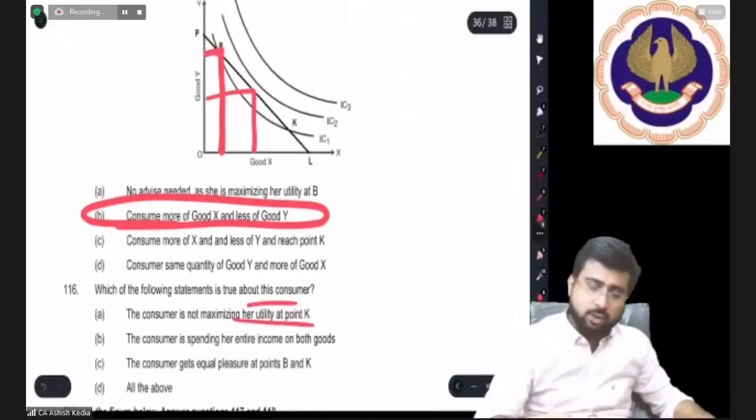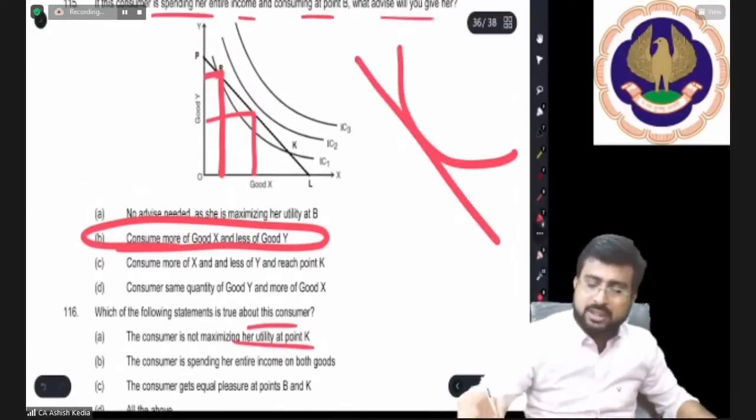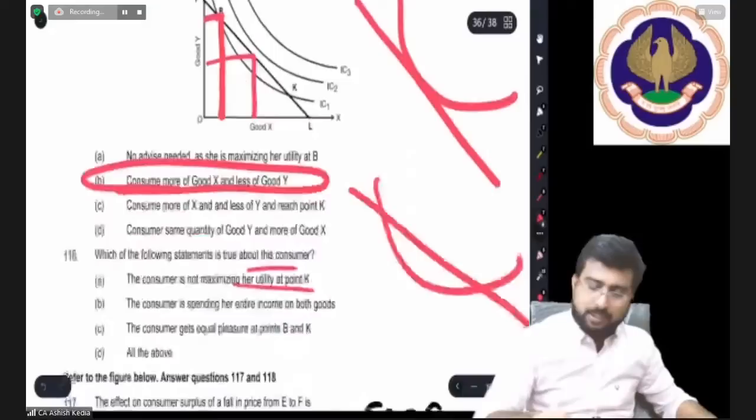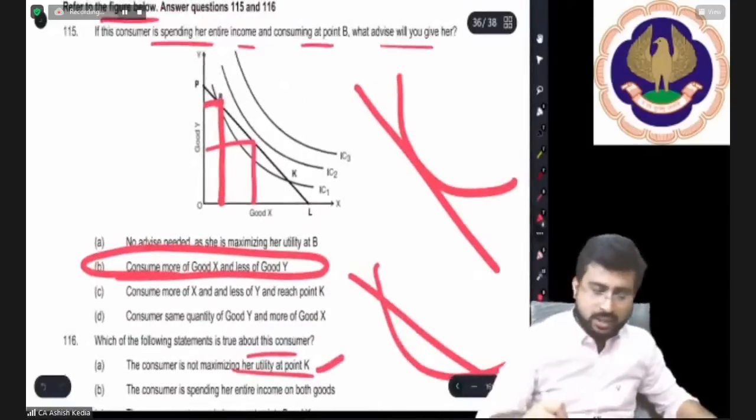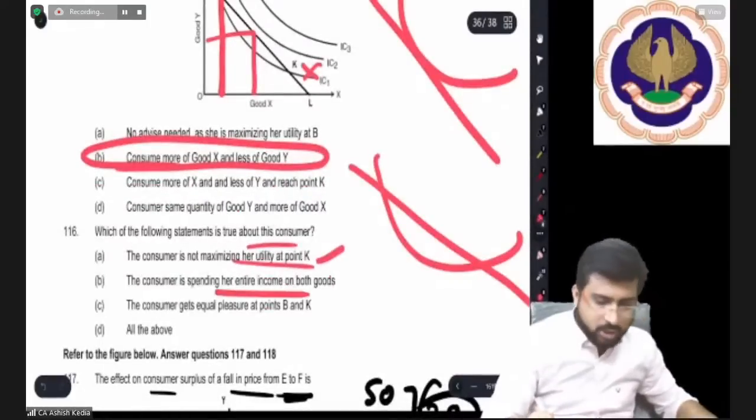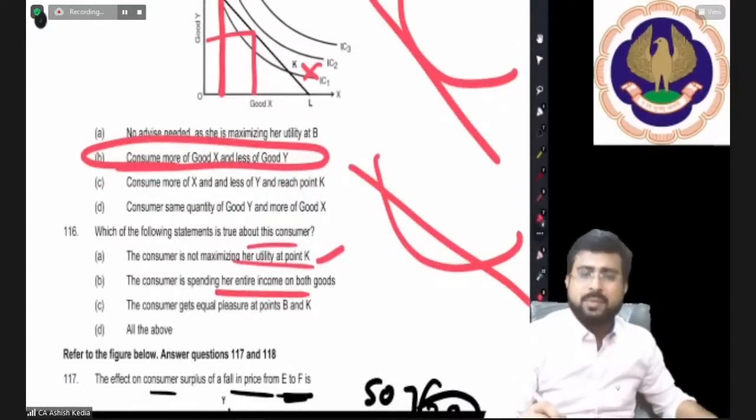Not maximizing her utility, correct, because utility is only maximized at tangency. For her, the graph is somewhat like this. So she is not maximizing her utility at point K. The consumer is spending her income on both the goods. Yes, because the budget line represents the same.